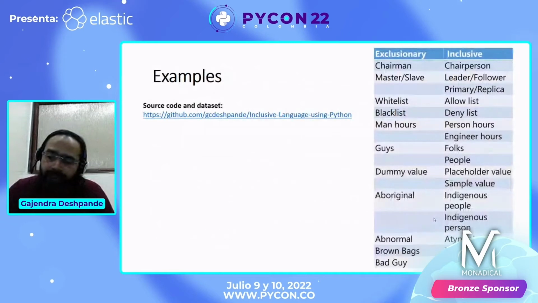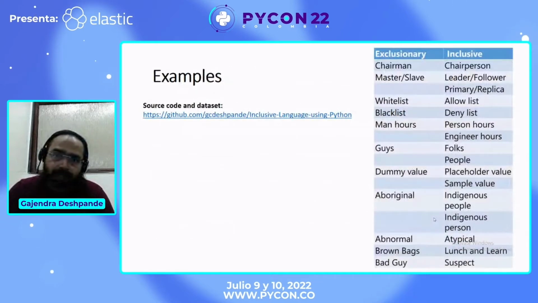Now on this slide you can see a few examples where I have mentioned a few exclusionary words and how you can make them inclusive. First, when you pick gender-specific roles, like chairman, to make it inclusive, instead of using the term man, replace it with person. Then similarly, master or slave can be replaced with leader or follower, primary or replica, right?